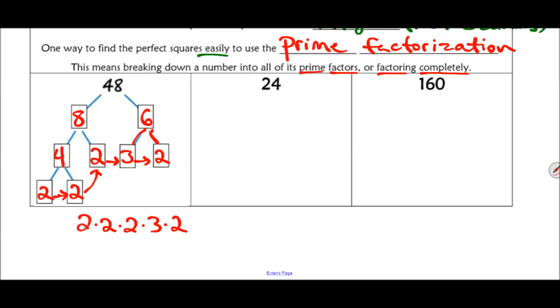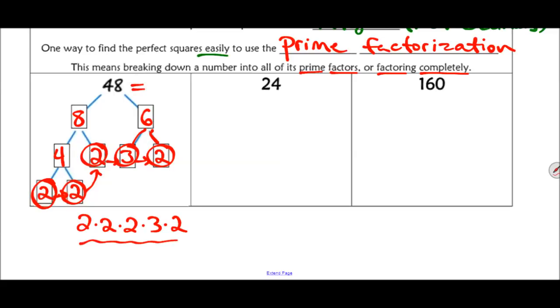I'm not using the 4 or the 6 or the 8 because those aren't prime numbers. The last step is all I'm using: 2, 2, 2, 3, and 2. Those are the farthest that can be broken down. You can't break those down anymore because nothing divides 2 or 3 evenly. Those are the primes that multiply to give me 48.